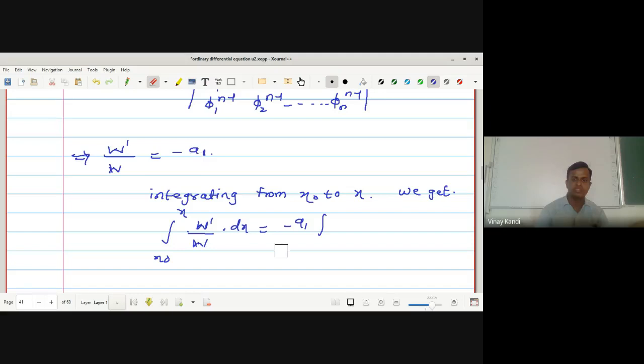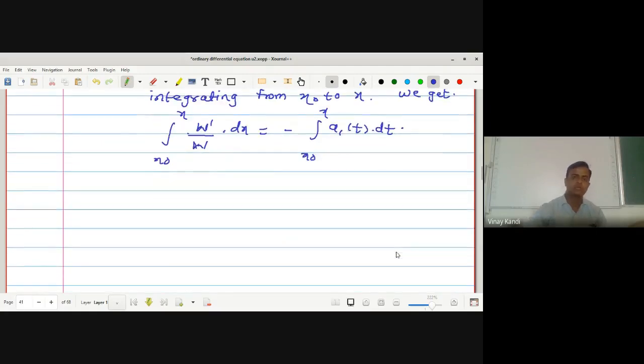Sorry, a1 is not a constant here, it's a function. So here you get minus integral x naught to x a1 of t dt, with the variable changed. Now the integration of the left side is log of W from x naught to x, which is equal to minus integral x naught to x a1 of t dt. We cannot compute this integral because we don't know a1. So in general we can write it as it is.